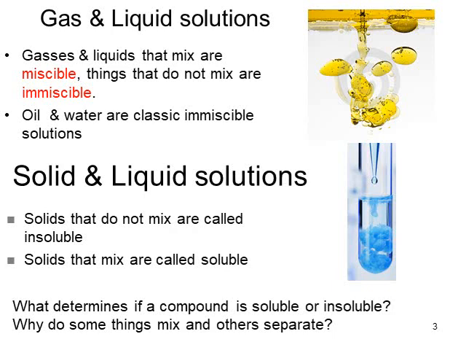When we talk about solids and liquids, we mean solubility. So, a solid that doesn't mix is called insoluble. Solids that mix are soluble. So, on the right, we are adding something, and as you can see, as we add it, it is precipitating out. So how do we determine if these things are soluble or insoluble? Why do some things mix and some things separate?